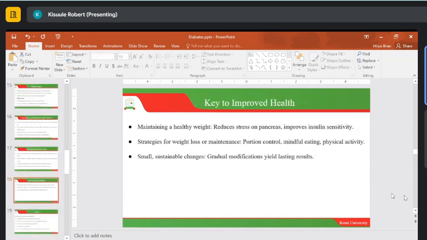All right. So keys to improved health: maintaining a healthy weight, this we've talked of. Reduce stress on the pancreas. And also improve the insulin sensitivity.